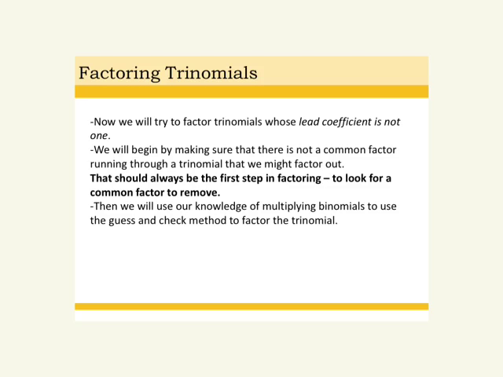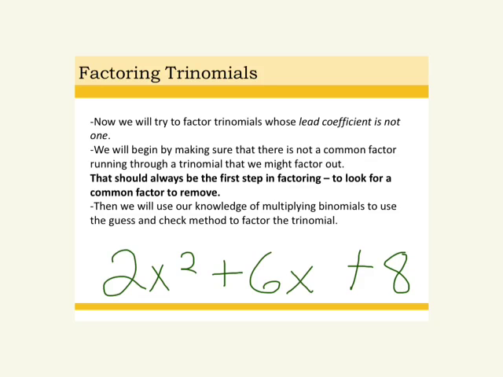So we're going to try to factor trinomials whose leading coefficient is not 1, meaning, for example, 2x squared plus 6x plus 8. That would be a trinomial whose leading coefficient is not 1. We must begin by making sure that there is not a common factor running through a trinomial that we might factor out. That should always be the first step in factoring. Always look for a common factor to remove.